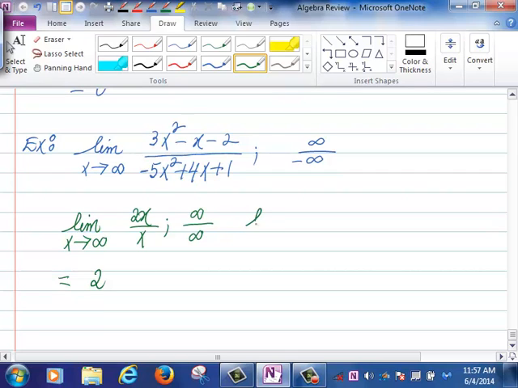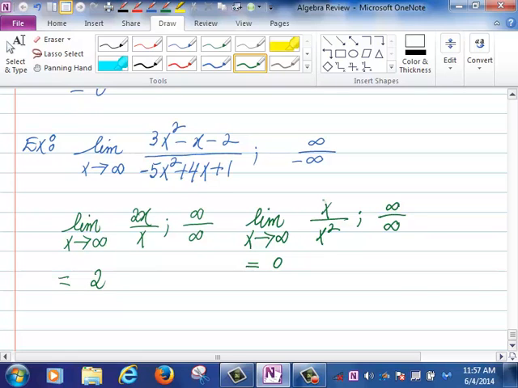Another silly example. Let's say I have the limit as x going to infinity of x divided by x squared. Again, what's the limit of the numerator? Infinity. What's the limit of the denominator? Infinity. However, what is this limit? x divided by x squared is 1 over x, and 1 over x has limit 0 as x goes to infinity. Is everybody okay with that?